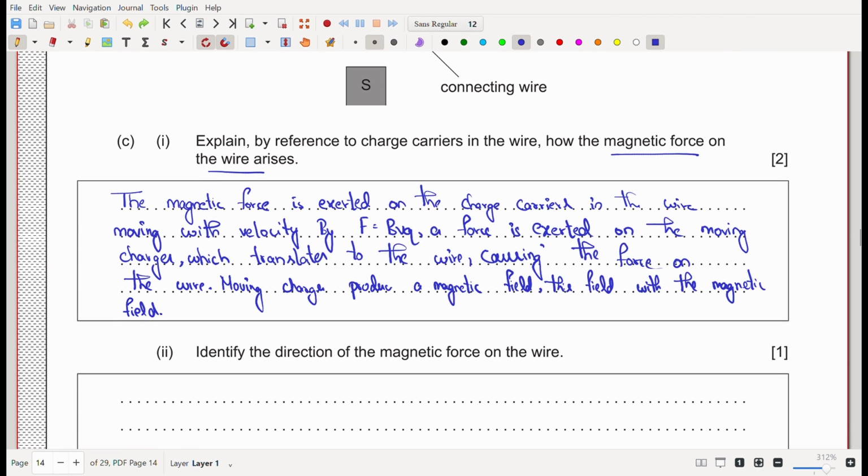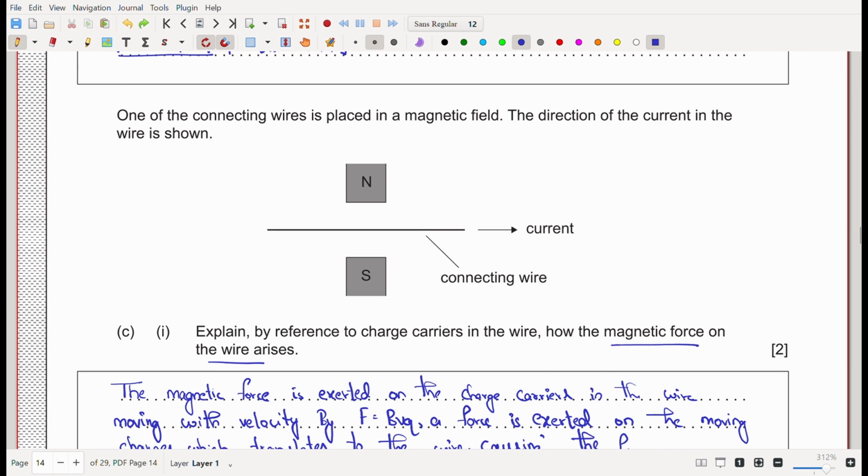Now, a very simple question. Identify the direction of the magnetic force on the wire. Now, I like to remember both Fleming's right hand and left hand rule. Right hand for a motor and left hand for a generator. And by the right hand rule, we see that the force is going to be our thumb. The magnetic field is going to be our index finger.